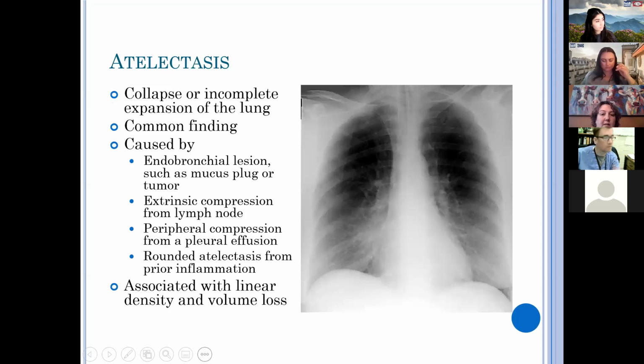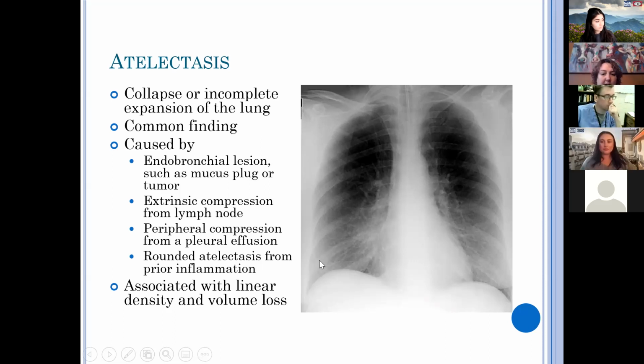So atelectasis is a collapse or an incomplete expansion of the lungs. It's a very common finding. It can be caused by a tumor or a mass within the airway, or a mucus plug in the airway. It can be caused by extrinsic compression, either from a lymph node or peripheral compression from fluid in the lung. And then we see this entity called rounded atelectasis, which usually develops after a patient has had some type of inflammation in their lung. And it's associated with linear density and volume loss.